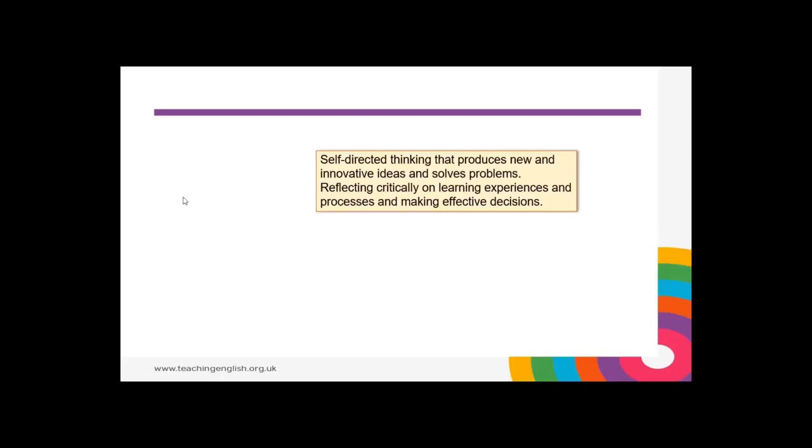Self-directed thinking that produces new and innovative ideas and solves problems. Reflecting critically on learning experiences and processes and making effective decisions. Excellent. Thank you. Again, self-directed thinking that produces new and innovative ideas and solves problems. Reflecting critically on learning experiences and processes and making effective decisions.